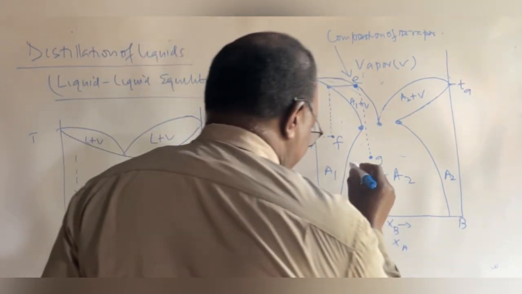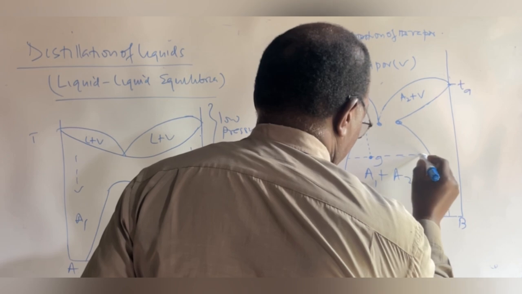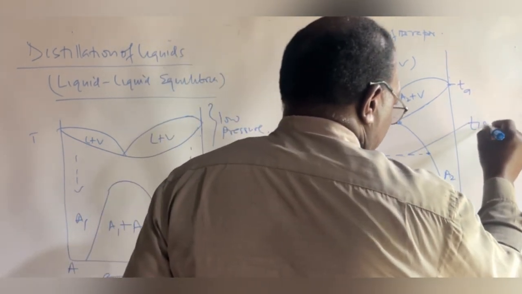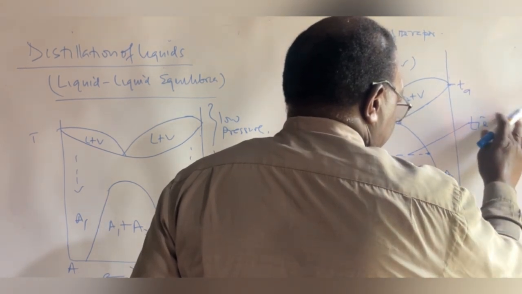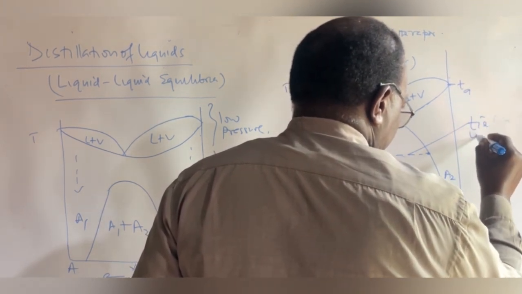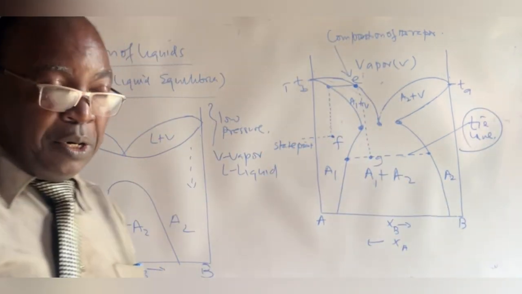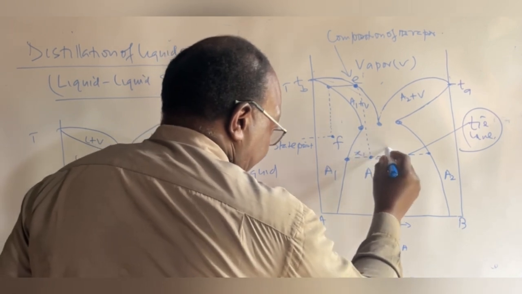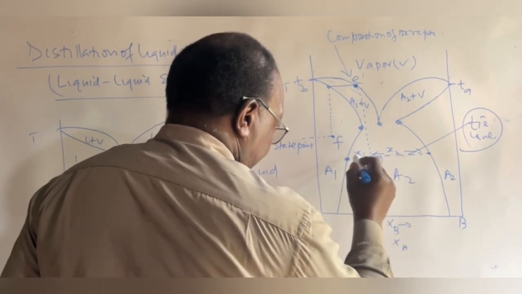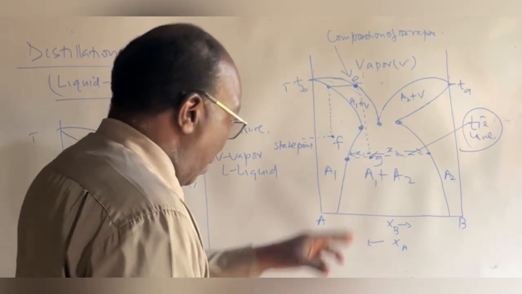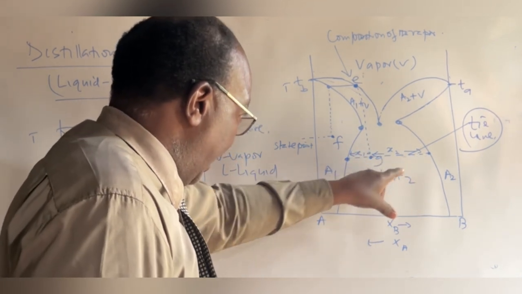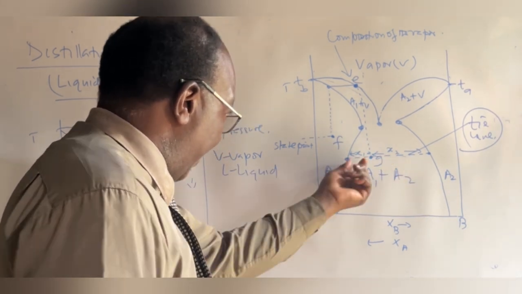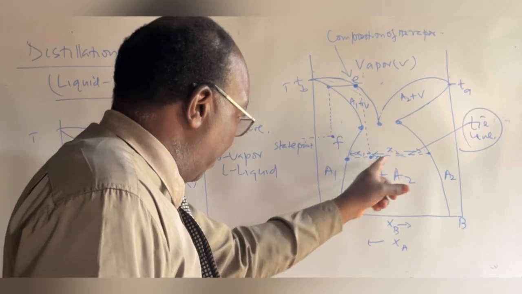What you do is draw a tie line. This is discussed in the lesson dealing with the lever rule. We talked about the tie line, and so from the relative length of these segments A1 and A2, we can tell the relative amounts of these two liquids, because the amount of the liquid A2 in this system at this state point is given by that segment, and that for A1 is given by that particular segment.